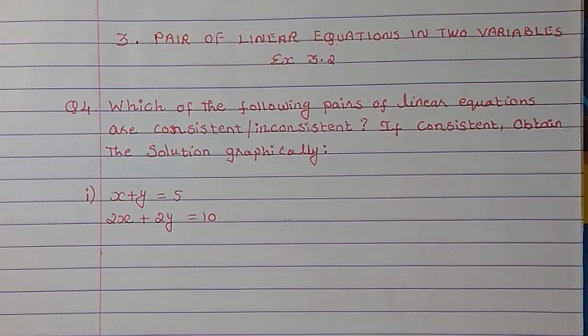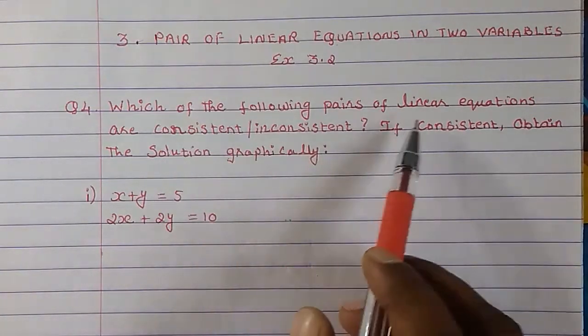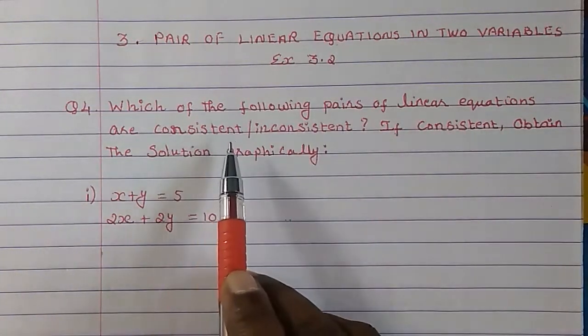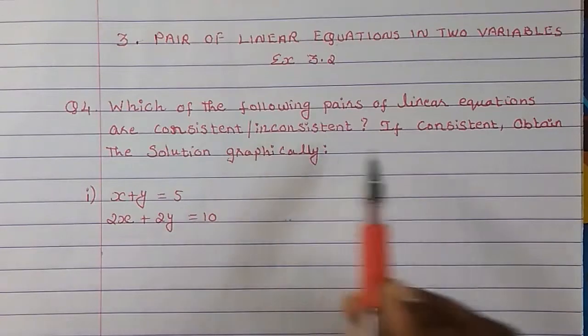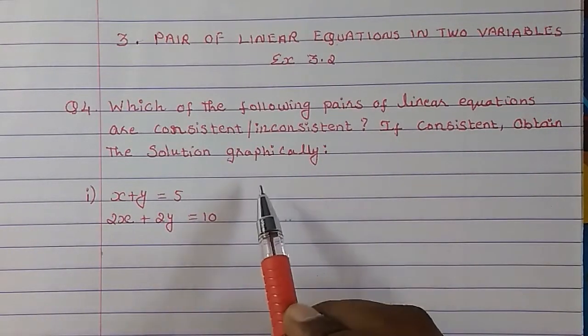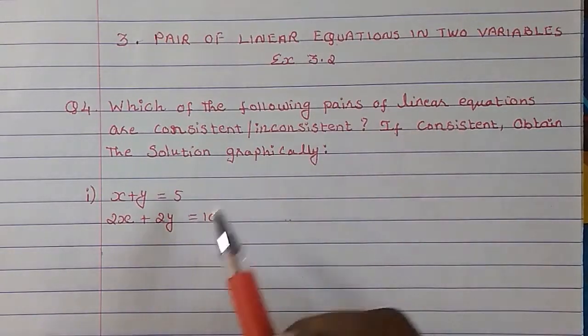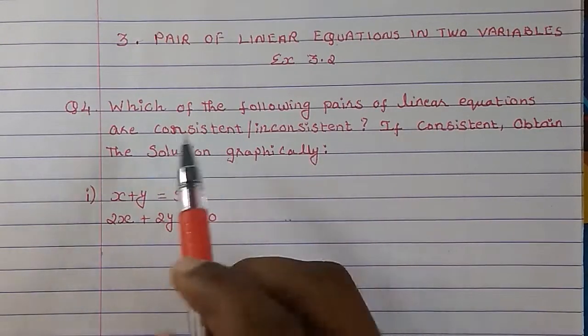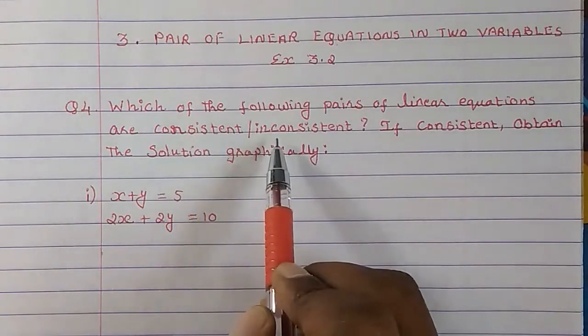Today we are going to study from class 10, chapter 3, pair of linear equations in two variables, exercise 3.2, question 4. Which of the following pairs of linear equations are consistent, inconsistent? If consistent, obtain the solution graphically. So the question is, the pair of equations are given to us. We have to find out whether it is consistent or inconsistent.